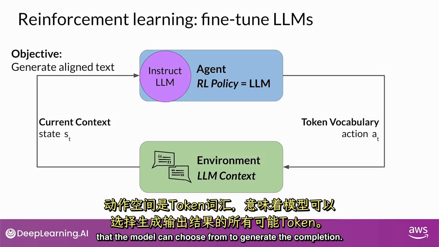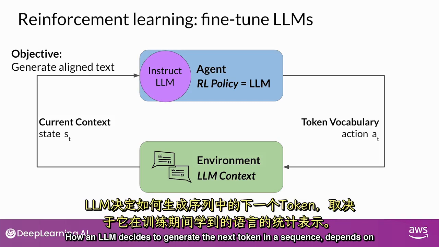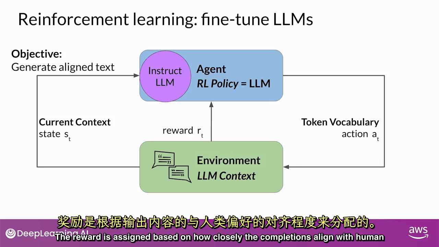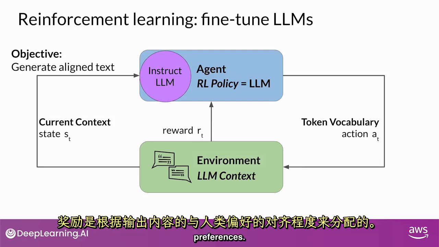How an LLM decides to generate the next token in a sequence depends on the statistical representation of language that it learned during its training. At any given moment, the action that the model will take, meaning which token it will choose next, depends on the prompt text in the context and the probability distribution over the vocabulary space. The reward is assigned based on how closely the completions align with human preferences.